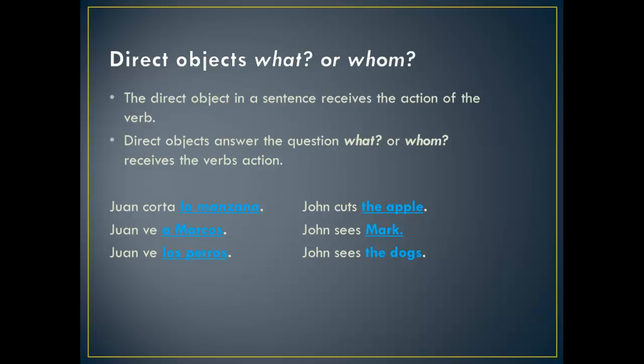Okay. Juan cuts what? Juan cuts the apple. Juan corta la manzana. La manzana is the direct object. Juan ve a Marcos. Juan sees Mark. Who does he see? Mark. Okay, so direct object.